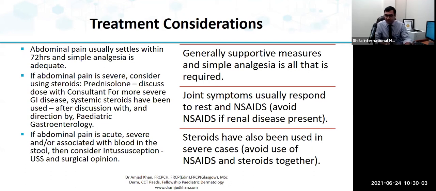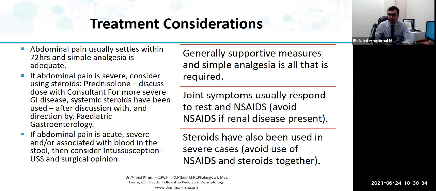If the abdominal pain persists and there is blood in the stool, so always with the pain after HSP, there is tummy pain, ask or wait for the stools, see if there is blood in there because of intussusception. Consider ultrasound and surgical option if need to be. Now, generally supportive measures, it's the surgical opinion rather than going interventioning, because obviously the gastroenterologist will lead the way with the systemic steroids, just to clear that up.